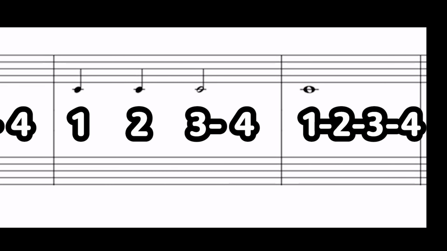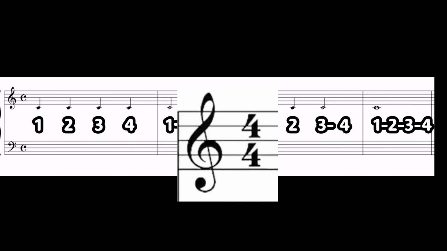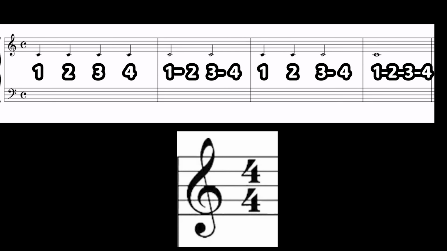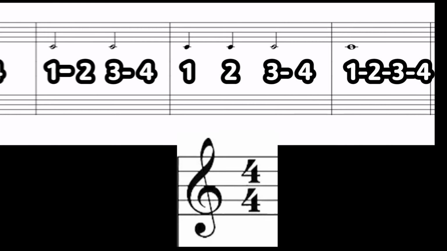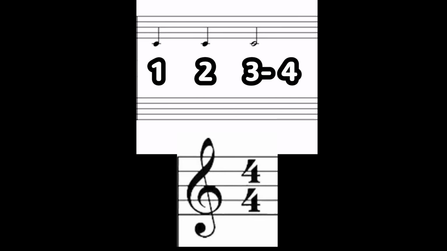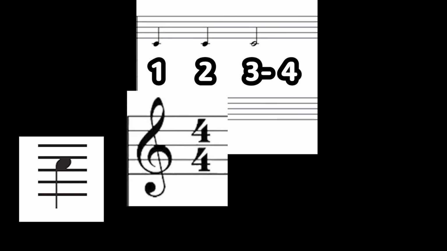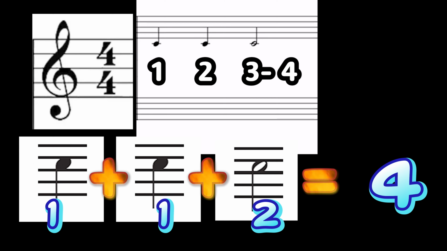Ensuring that the sum of all the rhythmic values in each measure aligns with the time signature is crucial. In 4 quarters time, which signifies 4 beats, it's vital to maintain harmony. For example, in the 3rd measure, observe 2 quarter notes, 1 beat each, and 1 half note, 2 beats. 1 plus 1 plus 2 equals 4 beats in total.